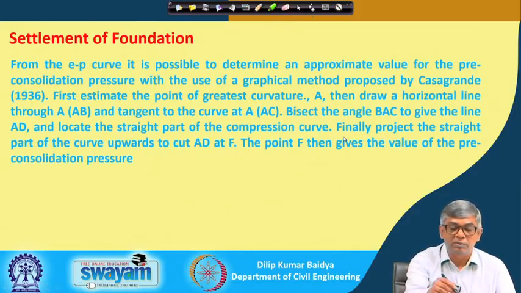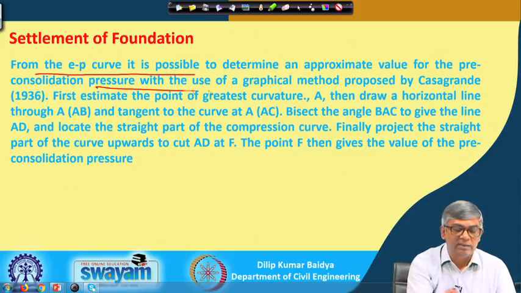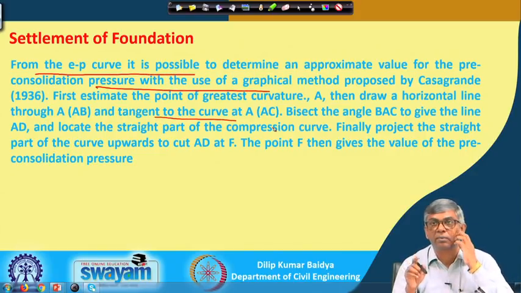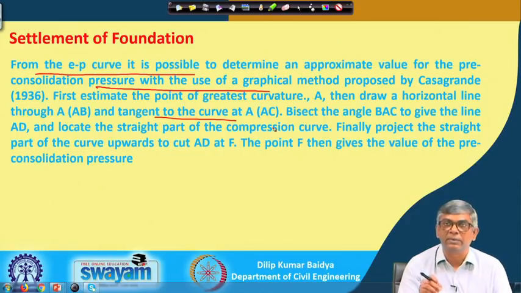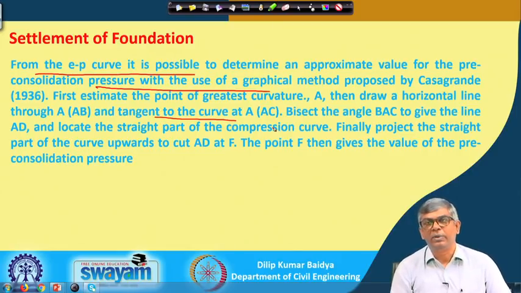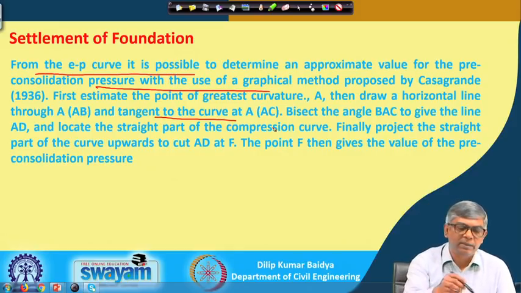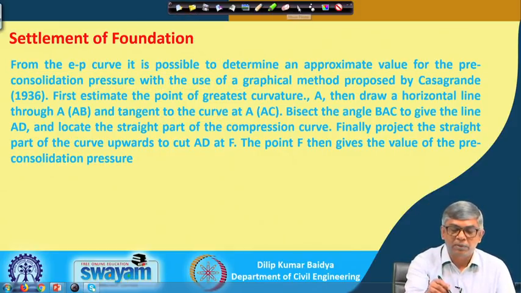So, this procedure is also written here, what I have mentioned is all written. You have to draw a horizontal line from the point of maximum curvature, then draw a tangent, then divide the angle, then draw a tangent from the straight portion of the curve, produce it backward to intersect AD, and locate the intersecting point F. From F you produce downward on the x axis and then read the x axis. The pressure value on the x axis is nothing but the pre consolidation pressure of the soil. Okay. So, this is the way one has to find out the pre consolidation pressure.